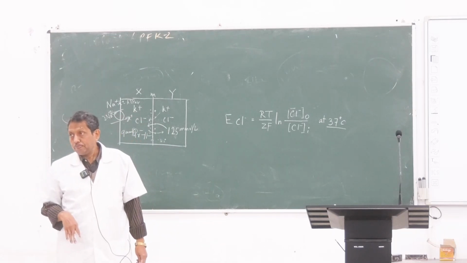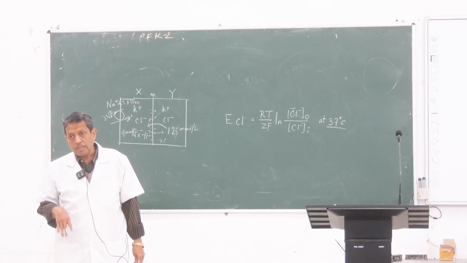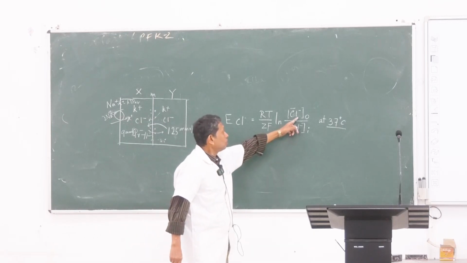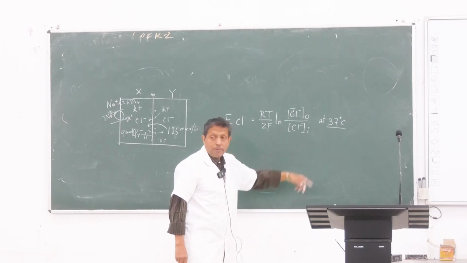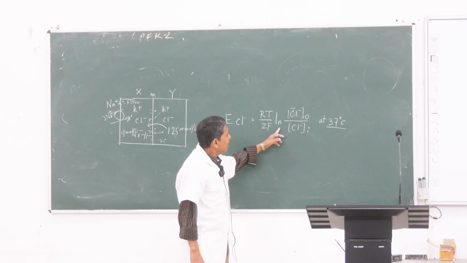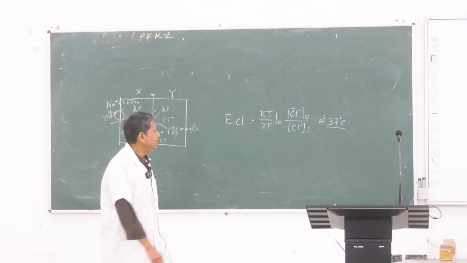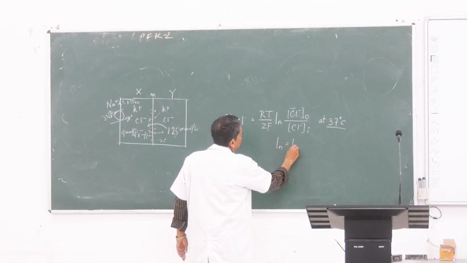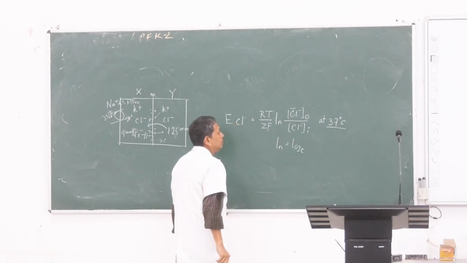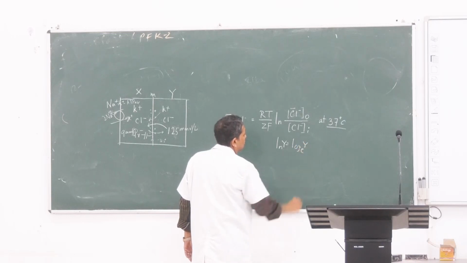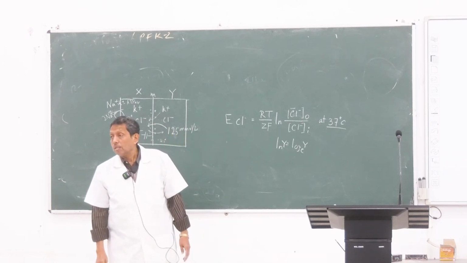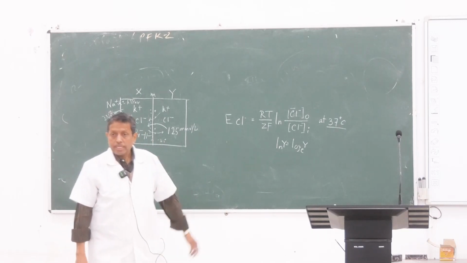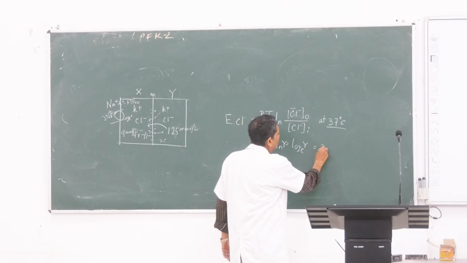This is the capacitance of the membrane, and Faraday, and the chloride ion concentration outside divided by the chloride ion concentration inside, in millimole per liter or mole per liter, at a particular temperature. Then ln is the natural logarithm, log to the base e. If it is expressed in base 10 logarithm, the common logarithm, the factor is 2.303.